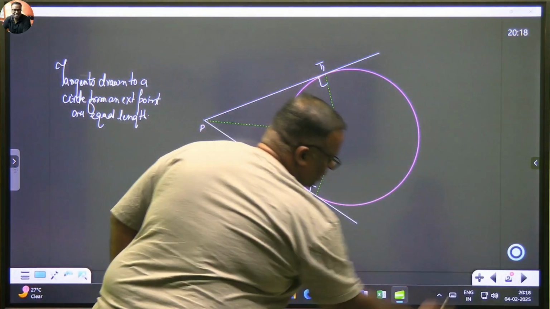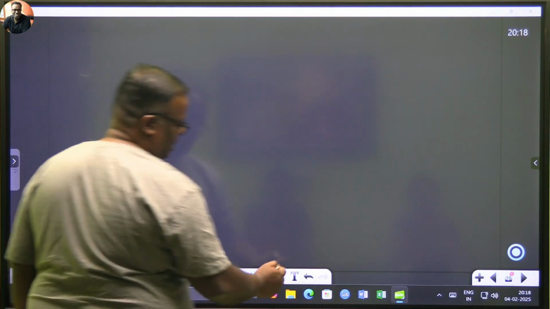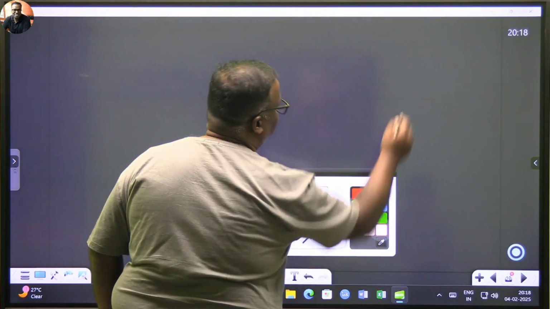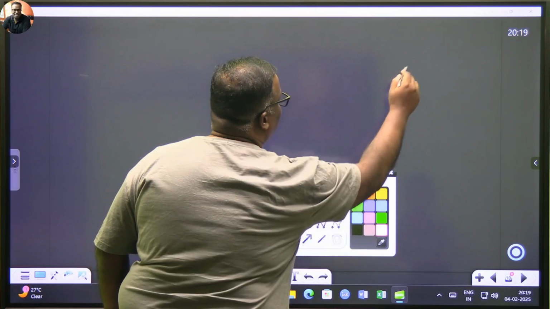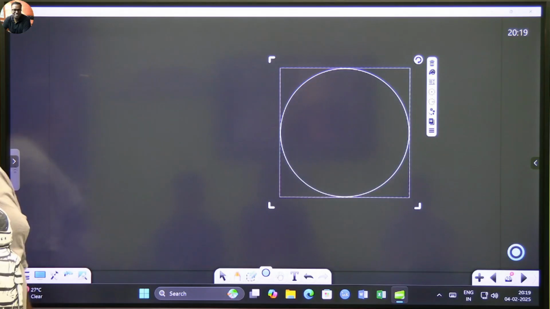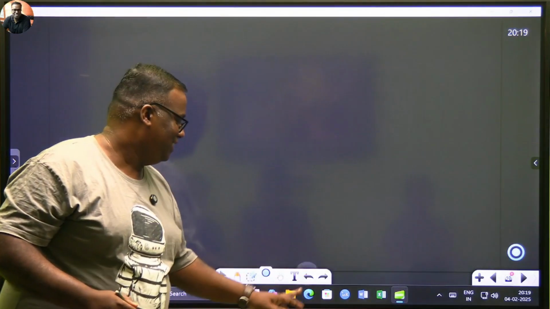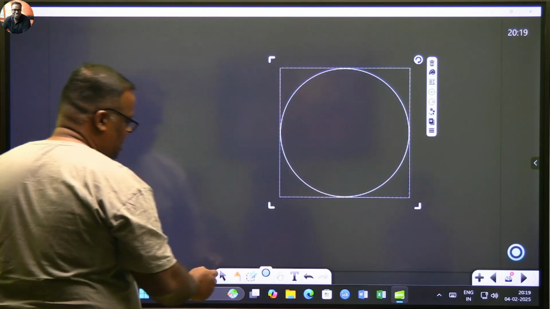Last theorem. The last theorem says, this is also about tangent. Usually earlier we used to have these big classes, at least 1.5 hours and all. This used to be very common.